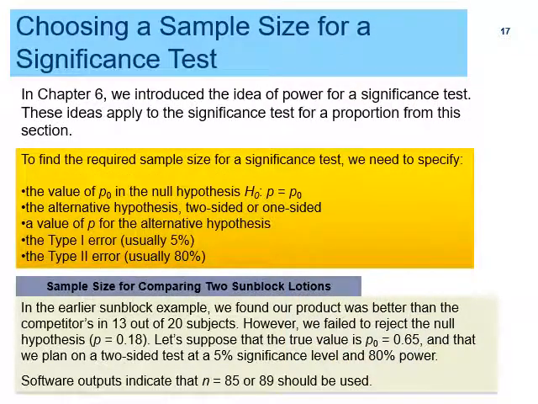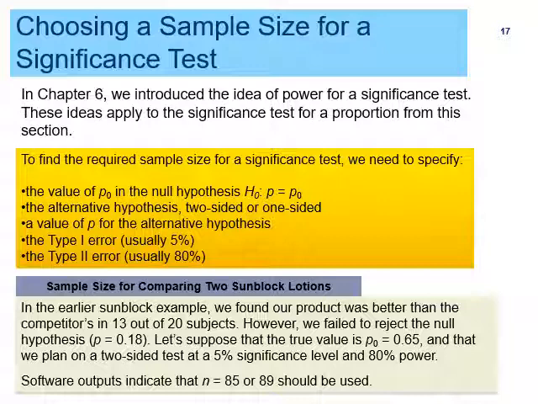Now we are looking forward to choosing a sample size for a significance test. In chapter 6, we introduced the idea of power for a significance test. These ideas apply to the significance test for a proportion from this section. So to find the required sample size for a significance test, we need to specify the value of p naught in the null hypothesis, whether the alternative hypothesis is two-sided or one-sided, a value of p for the alternative hypothesis, the type 1 error and the type 2 error.